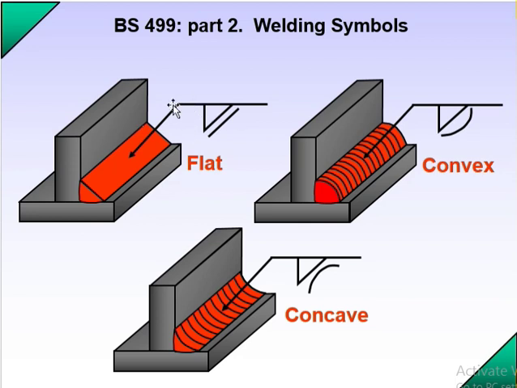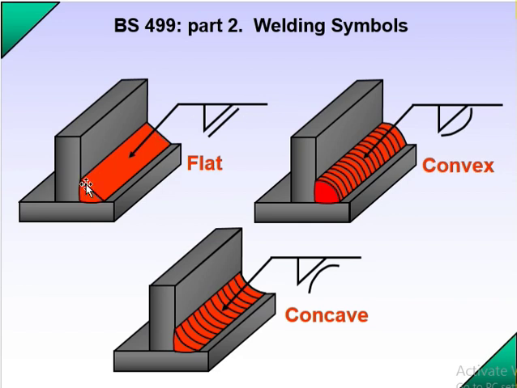Arrow side welding is below the reference line, you can see this is your reference line. So now there are three very important things. First you mention the fillet weld, this is your fillet weld on one side.